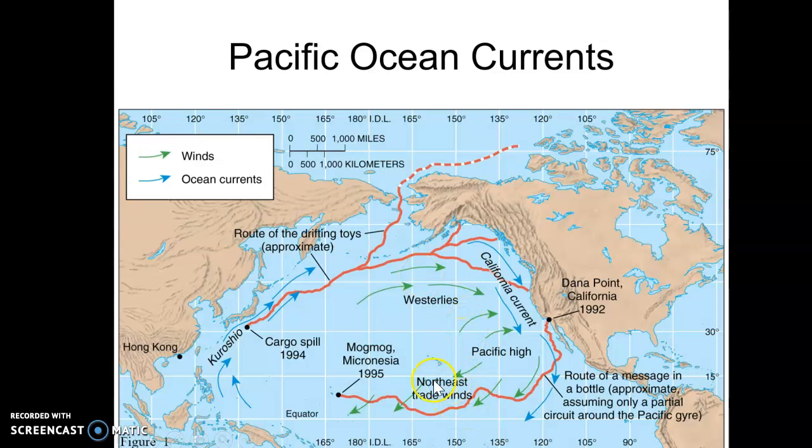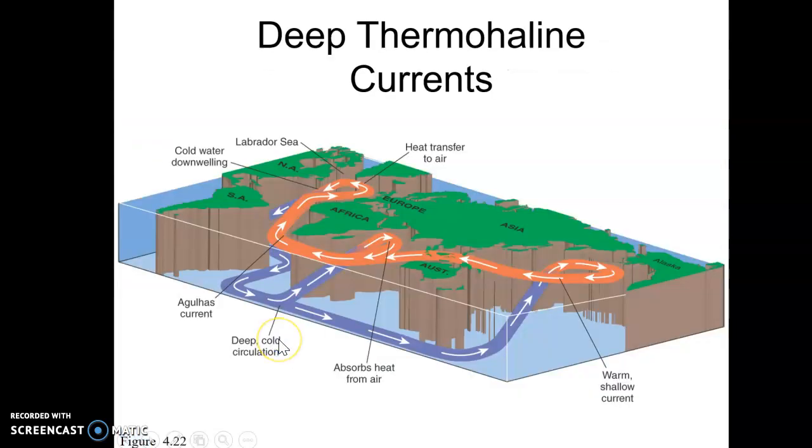So this just shows you, if you were to have a cargo spill or a bunch of toys drifting, where would the toys end up? Kind of tells us something about ocean currents. It's kind of an interesting story. If you dropped a bottle with a message in it, where would it go? There are all these little experiments where, when you find something that came from somewhere else, you go, hey, that's very interesting. Now, deep thermohaline currents are important in our story as they're great moderators of climates.